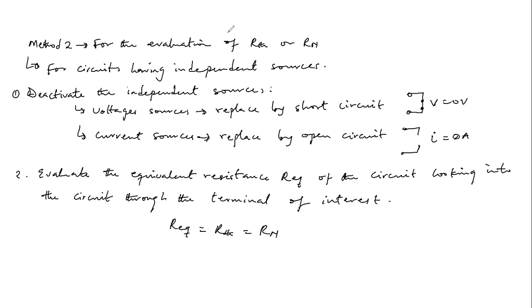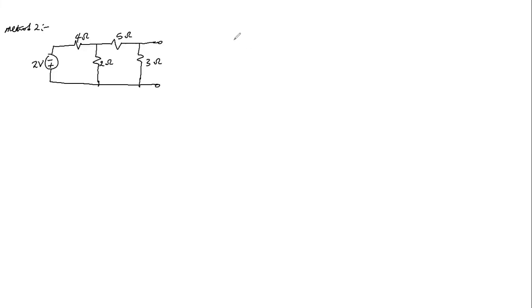Now, let us look at one example. So let's consider the same example. Now, I'd like you to recall, using the first method, the Thevenin resistance was the same as the Norton resistance, seemed to be 2.04. So let's see if we'll be able to derive the same solution. So we said, well, deactivate the independent sources. Here we have just one, which is voltage. Now the voltage source will be replaced by a short circuit. If we had a current source in the circuit, we'd have replaced it with an open circuit. So we'll have to redraw the circuit.